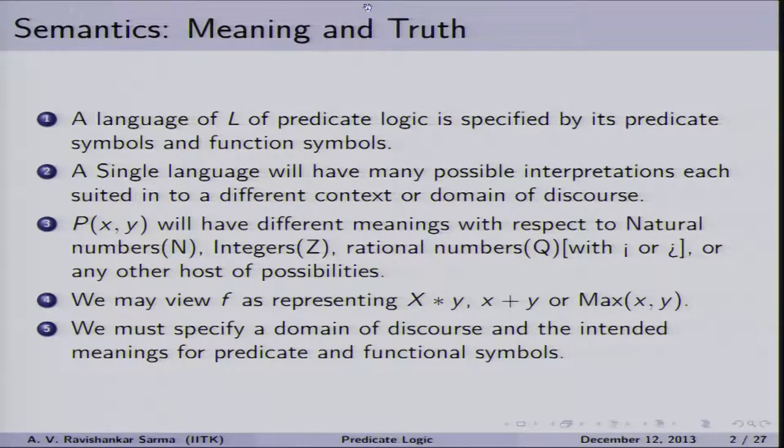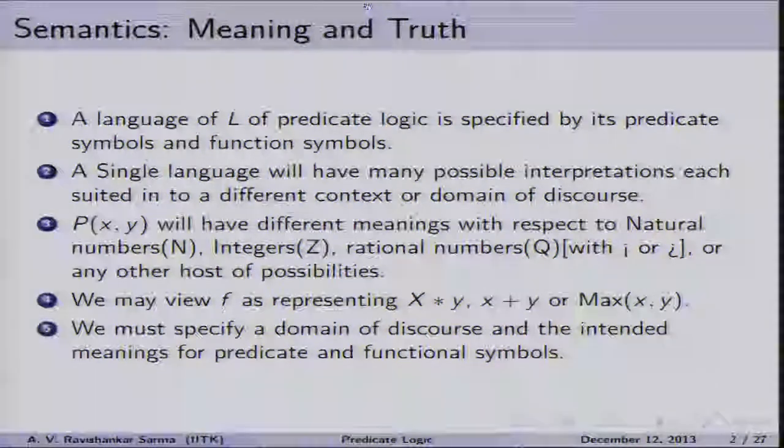We may view a function f as representing multiplication or plus or something, or a relation such as the maximum of x and y, etc. That will be considered a functional symbol. Essentially what we require is the domain, and the interpretation function, which assigns values to constants, variables, predicates and functional symbols. So the first and foremost thing essential for the semantics of a formula in predicate logic is the domain of discourse, and the intended meaning for predicates and functional symbols. That is taken care of by the interpretation function I.